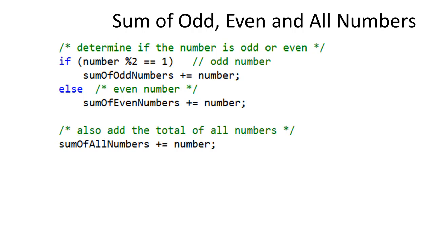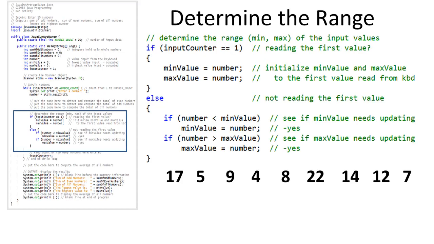If the number is odd, then add the number to the sum of the odd numbers. The sum of odd numbers was initially set to 0 outside the while loop when the variable was declared. Now, each time through the loop, we will add the input number to either the sum of odd numbers or the sum of even numbers. The statement sum of all numbers += number; is outside of the if-else statement, therefore giving us the sum of all numbers.